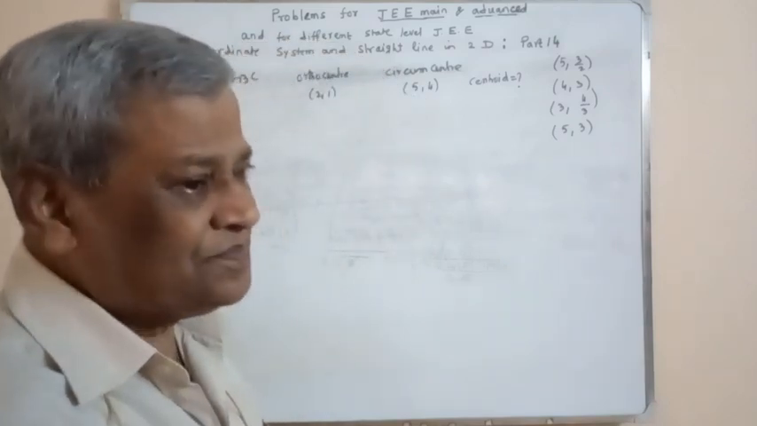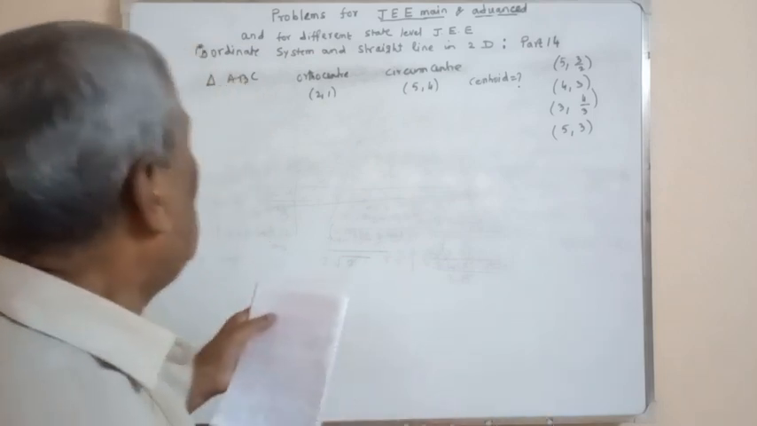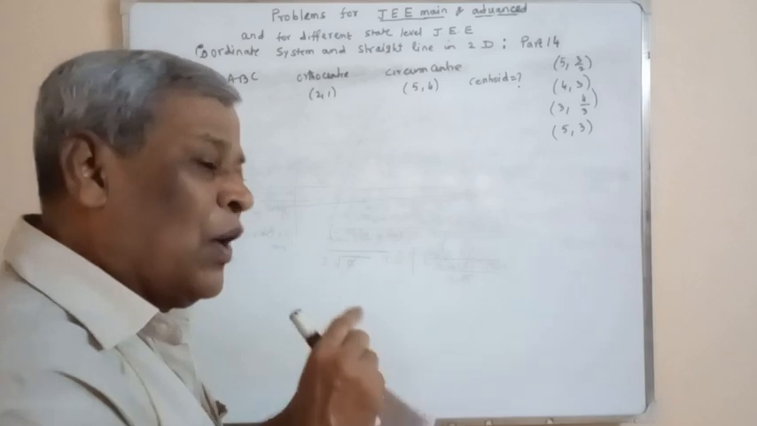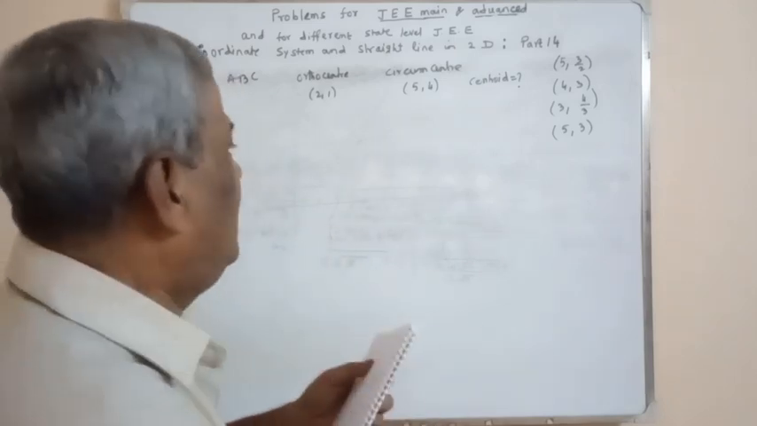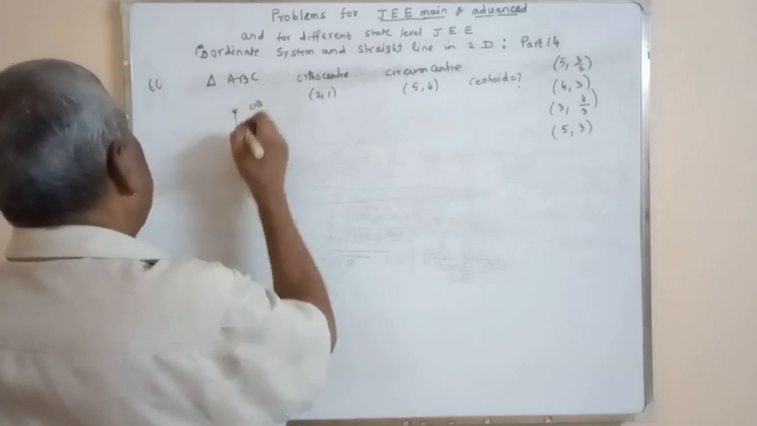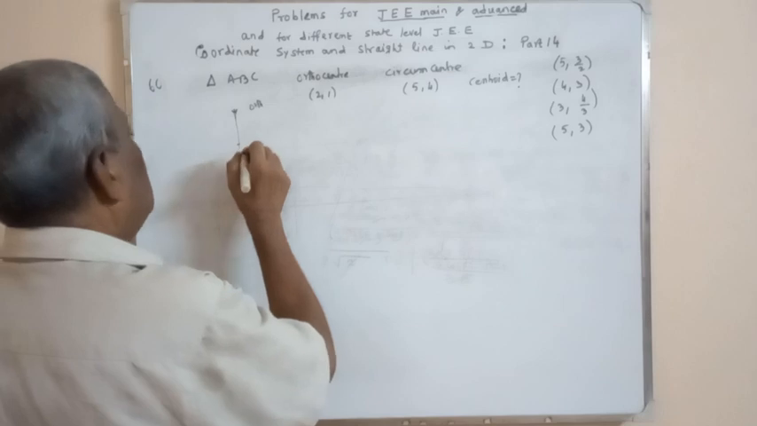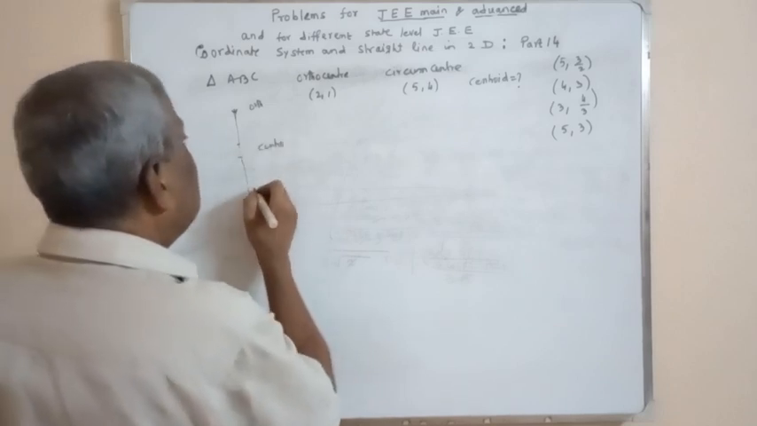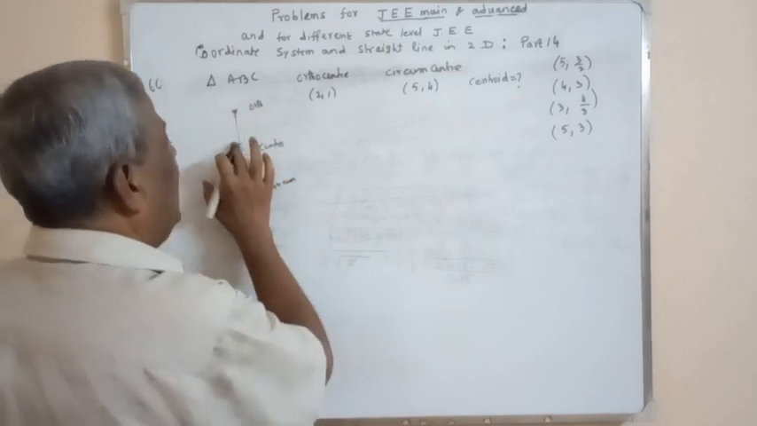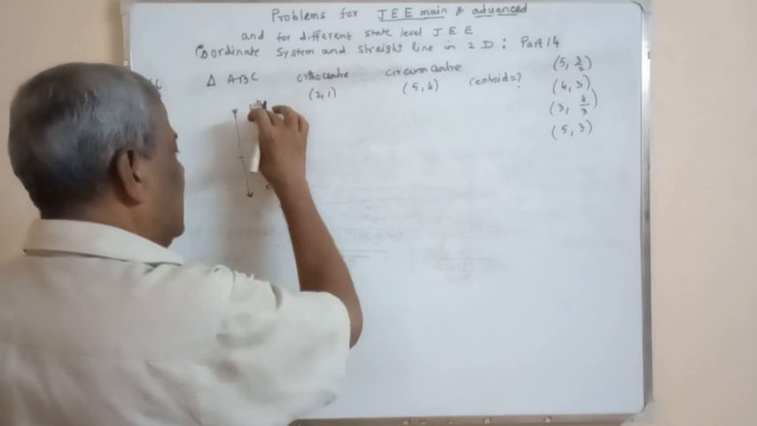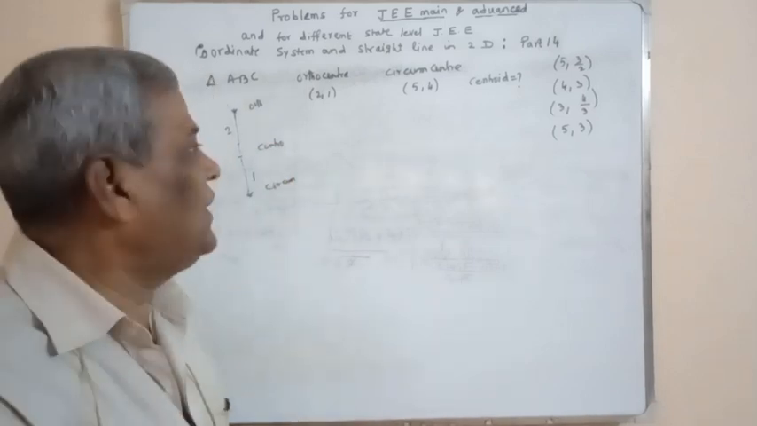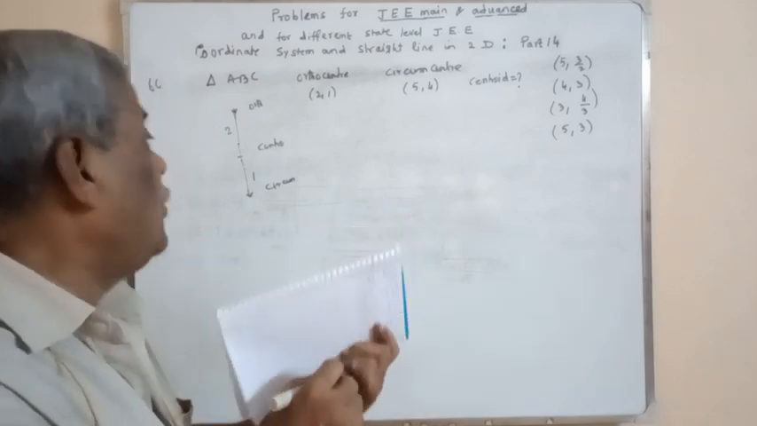In the beginning of that chapter, I gave you one piece of information, that the orthocenter, centroid and circumcenter of any triangle are always collinear. Means like that. Say, for a triangle, if this is the orthocenter, this is the centroid, and this is the circumcenter, for any triangle they are collinear. And the centroid divides the orthocenter and circumcenter internally in the ratio 2:1. From that information, very easily we can get the coordinate of the centroid.